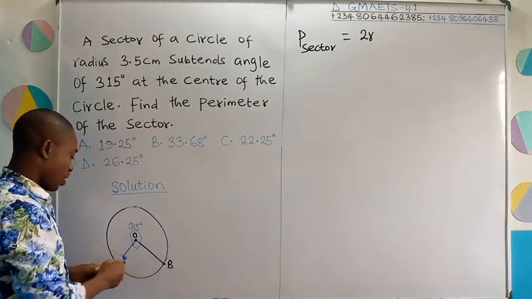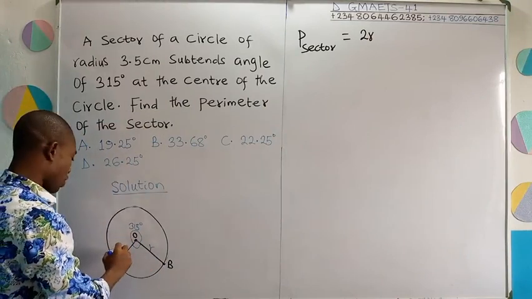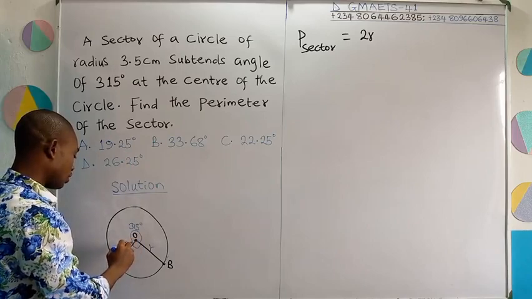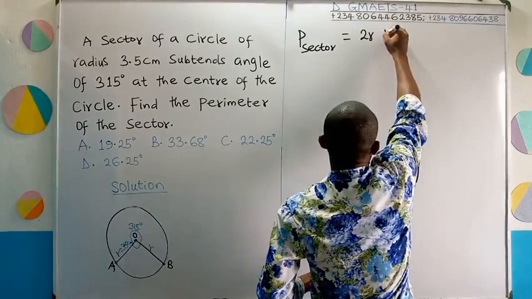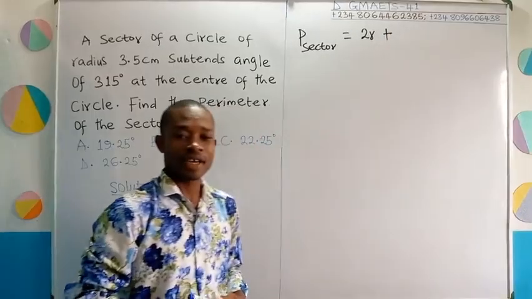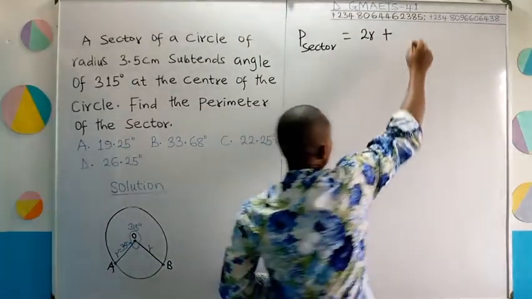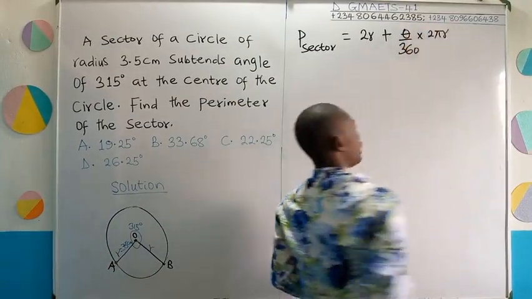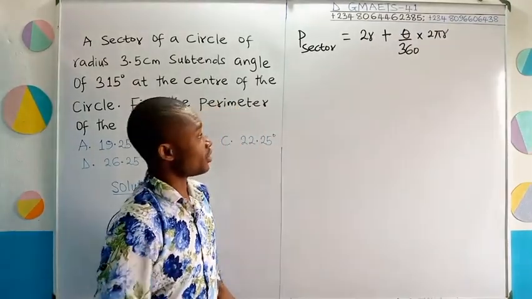R plus R. These are radii, and they have the same value, 3.5 cm. Is that okay? Good. So add the two radii to the length of an arc. The length of an arc, whether minor or major arc, is given as theta all over 360 times 2 pi r. So 2 pi r theta divided by 360.